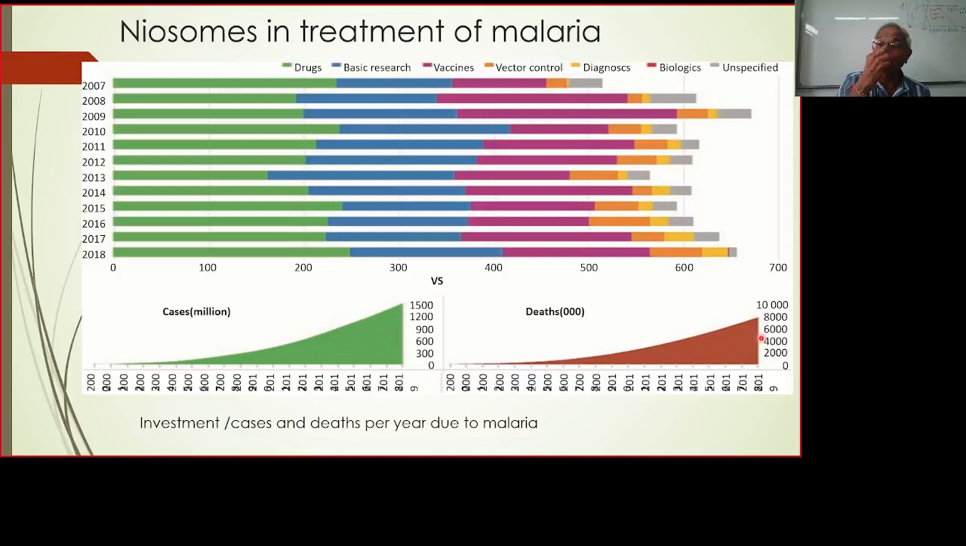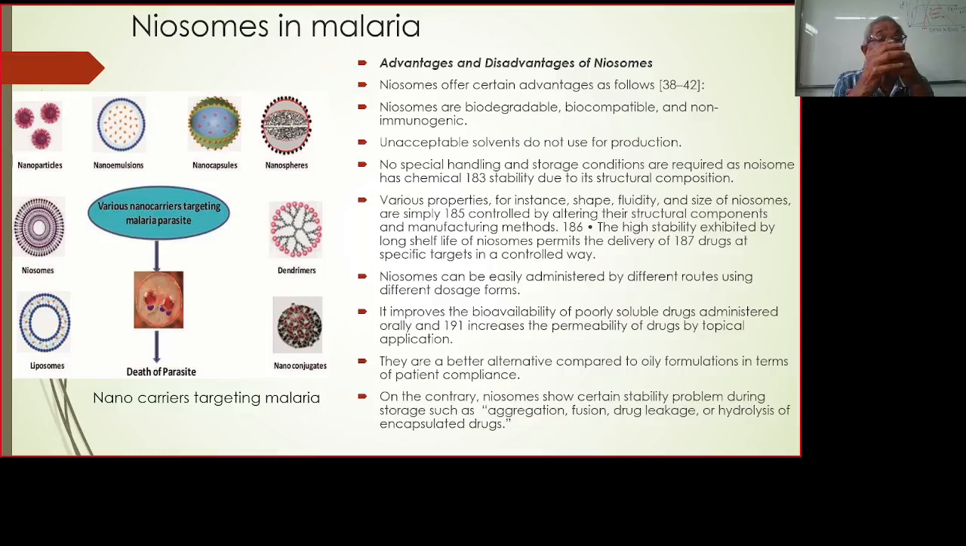There is another area which is called niosomes in the treatment of malaria. You can see from 2007 to 2018, various levels of research are going on: drugs, basic research, vaccines, vector control, diagnosis, biologics, and unspecified research. The number of papers published is reasonably high. The cases and deaths are also high for malaria. And niosomes are another new area which people are using.